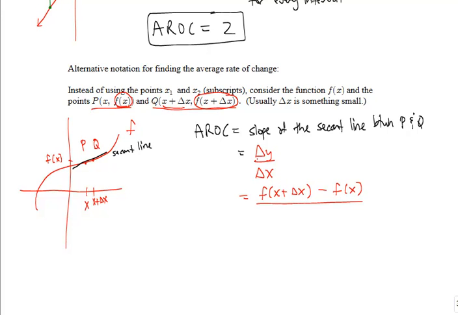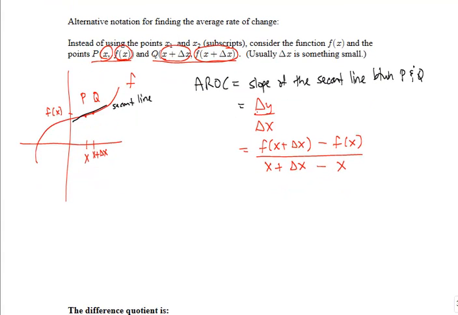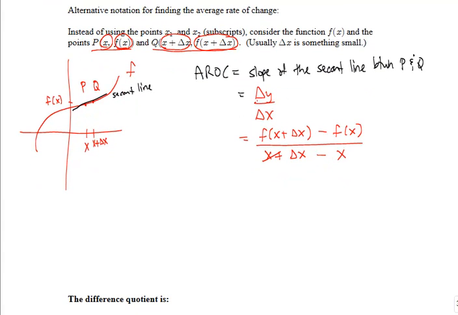So the x value of our Q is x plus delta x, and then we're going to subtract from that the x value of our P, which is just x. And what you'll notice on the bottom is that these two x's cancel, and what we end up with is this expression, f of x plus delta x minus f of x all over delta x.